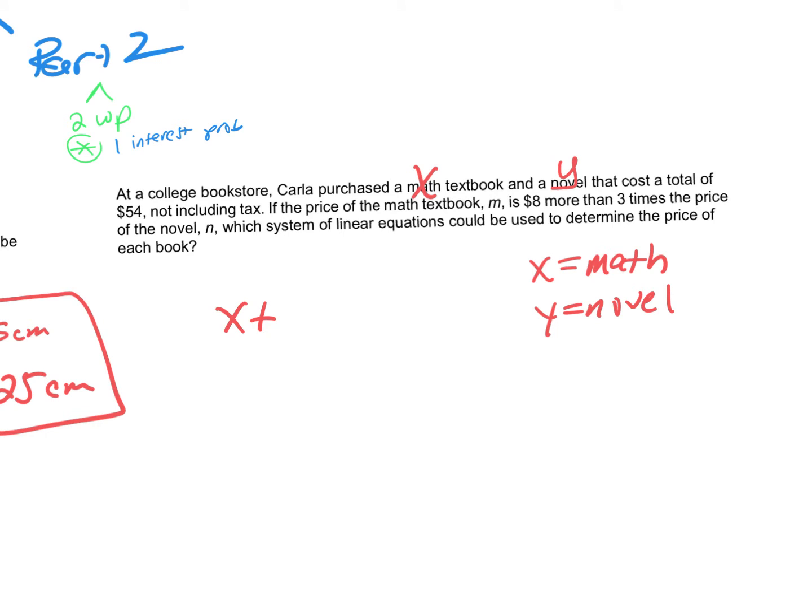X plus y equals 54. Perfect. We're going to write 2 equations. Let's keep reading. If the price of the math book is, stop right there.